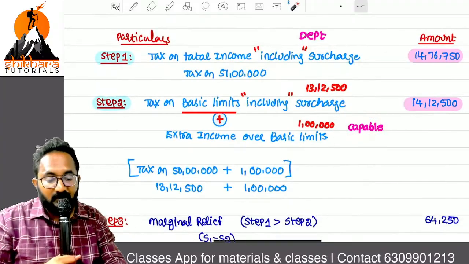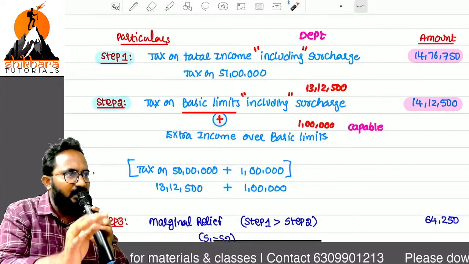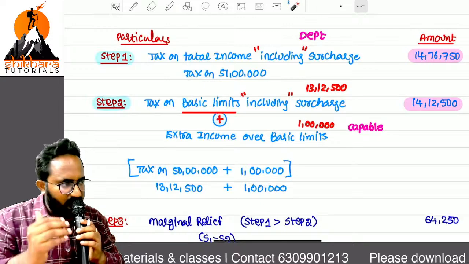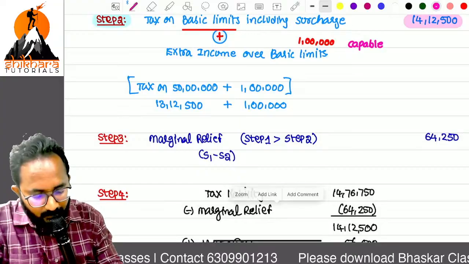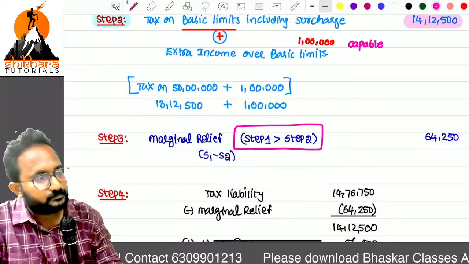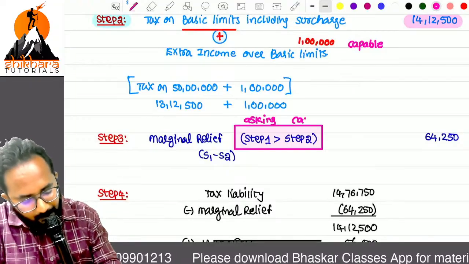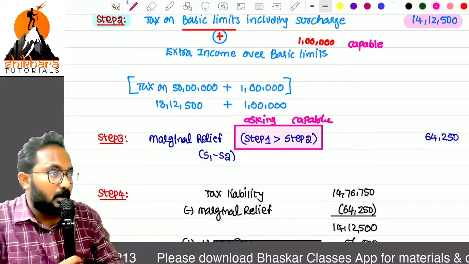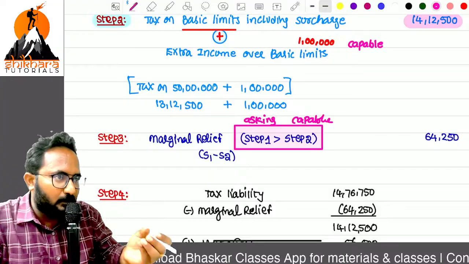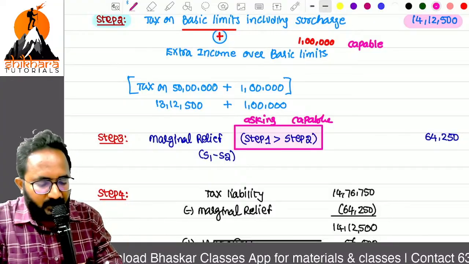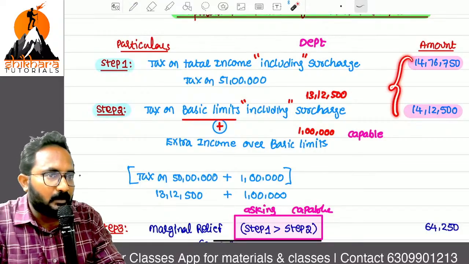They are asking more than our capability or less than our capability? More than. So that's why it is a burden to that assessee. That's why marginal relief is available if Step 1 is more than Step 2. So they are asking this amount and I have the capability to pay this amount. Now we can get the marginal relief. Marginal means a small amount of relief only they are given. So difference between these two steps. Please calculate and tell me. How much?